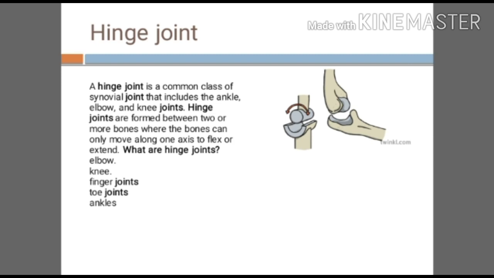Now comes the hinge joint. A hinge joint is a common class of synovial joint that includes the ankle, elbow and knee joints. Hinge joints are formed between two or more bones where the bones can only move along one axis to flex or extend. What are hinge joints? Elbows, knees, finger joints, toe joints and ankles.